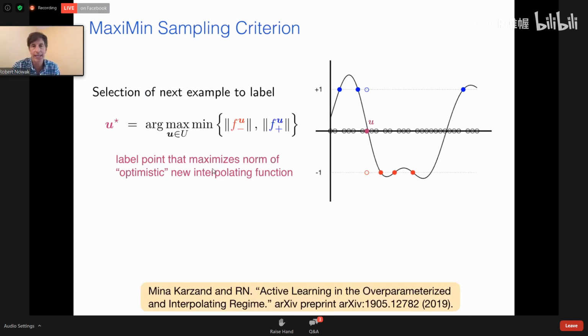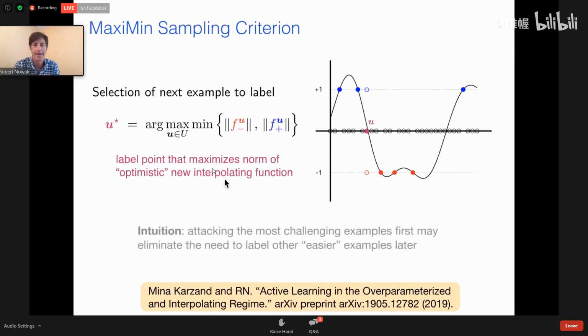Here's what we're going to do. We're going to look at each unlabeled point in our data set. We're going to compute those new interpolation functions and their norms. And then we're going to be as optimistic as possible. We're going to say, well, maybe we'll just get lucky and we'll be able to easily interpolate it as red or blue. And so we'll optimistically choose whichever label makes that norm lower. And then we're going to max over all of the unlabeled examples. And so the idea is to label the point that maximizes the norm of the optimistic new interpolating function. The intuition behind this is that we're going to try to attack the most challenging examples, those that are going to be most difficult to interpolate first, in the hopes that that might eliminate the need to label other easier examples later.